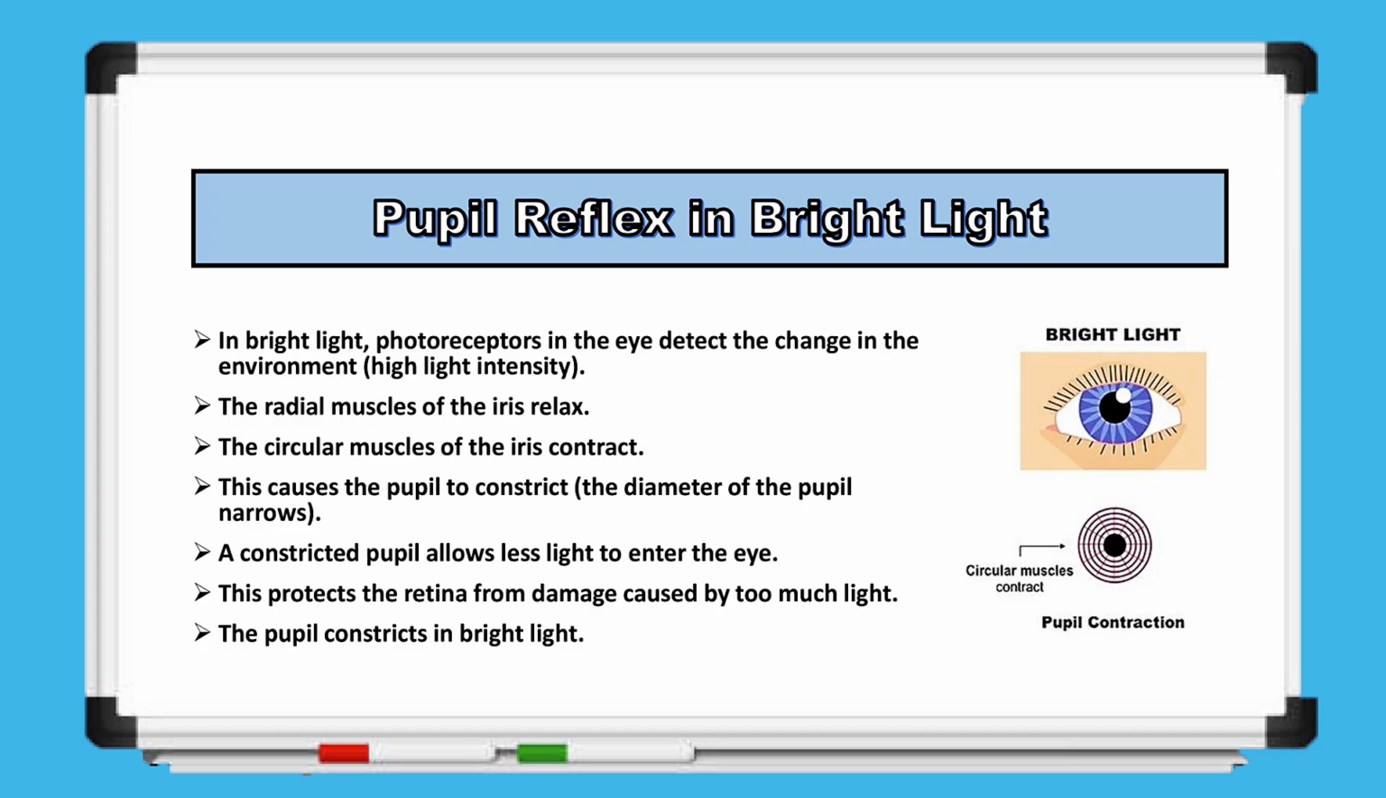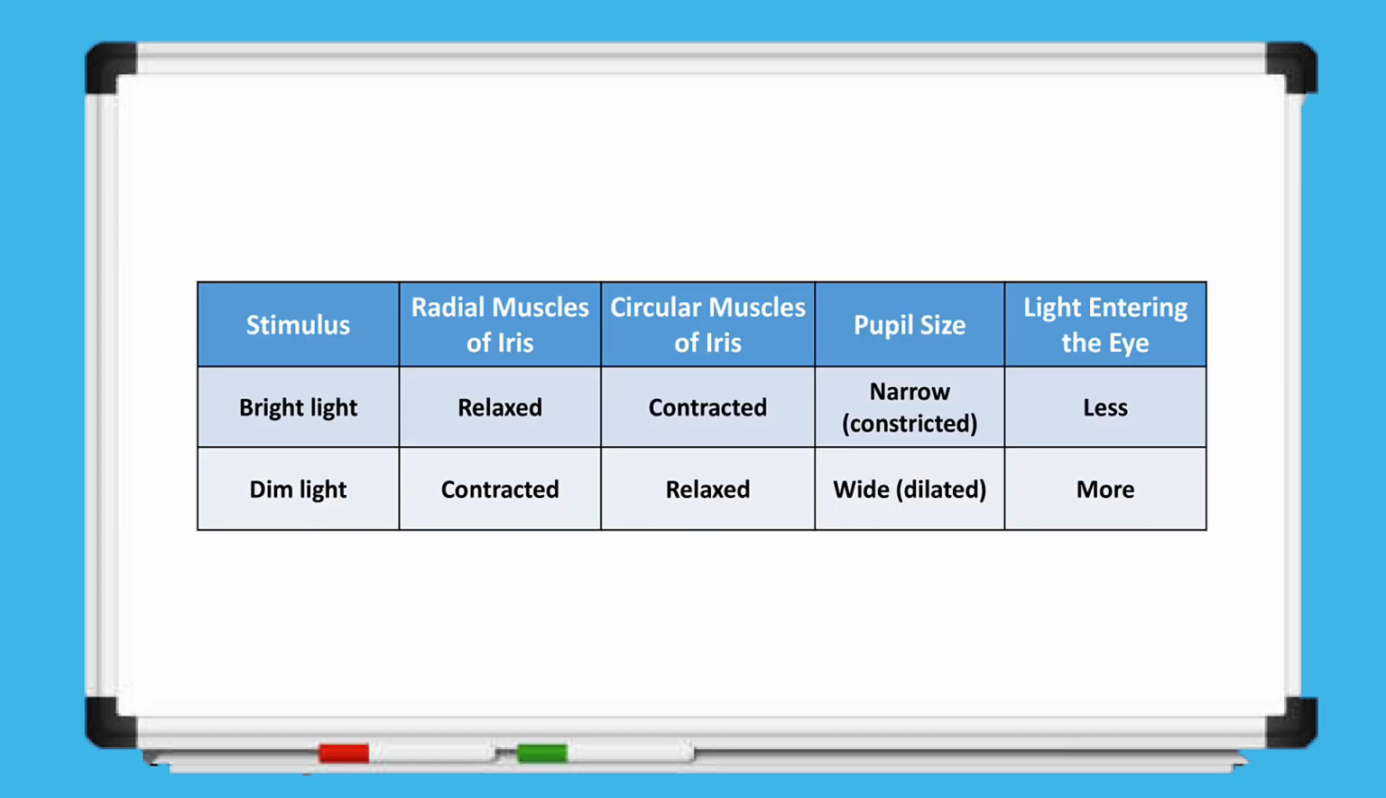In short, in bright light, the circular muscles contract, the radial muscles relax, and the pupil constricts to control light entry and safeguard the eye. At last, to understand this more clearly, consider this comparison of pupil responses to different light intensities. The pupil reflex is an involuntary mechanism that adjusts pupil size to protect the retina and optimize vision.